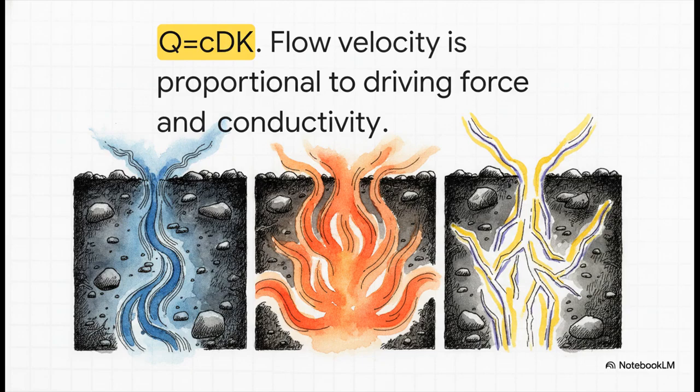Now, we begin by breaking down how liquid water actually moves thanks to a pressure gradient. It all comes down to a foundational equation. Q equals CdK. Basically, this proves that water movement through soil is strictly proportional to the driving force and the soil's conductivity. Q is our flow velocity. D is that driving force, which for water is a pressure gradient. And K? That's the conductivity of the medium itself.